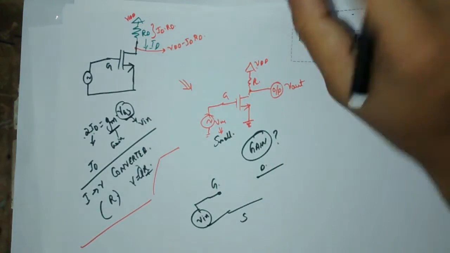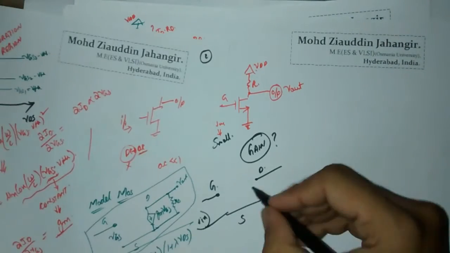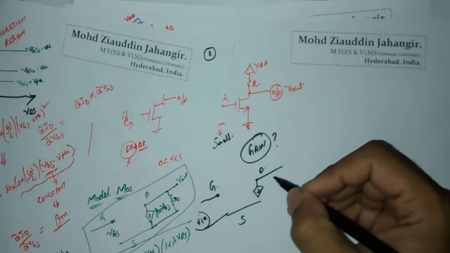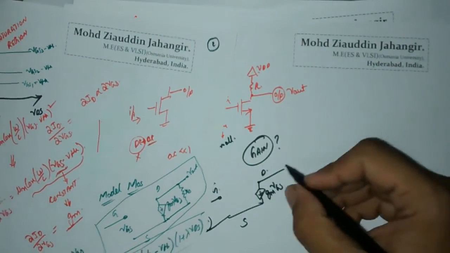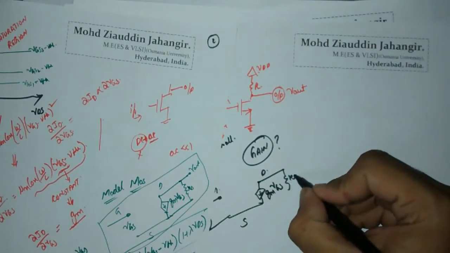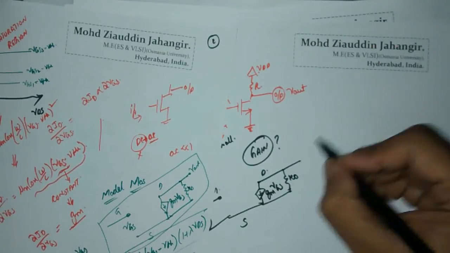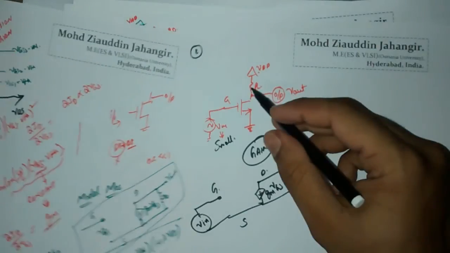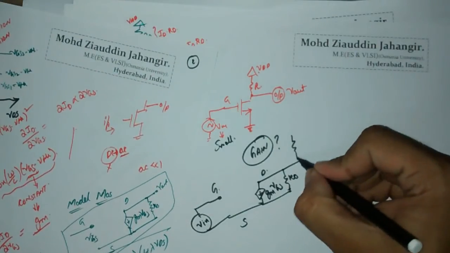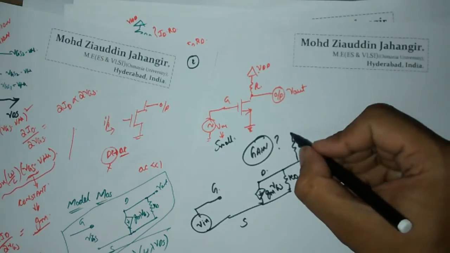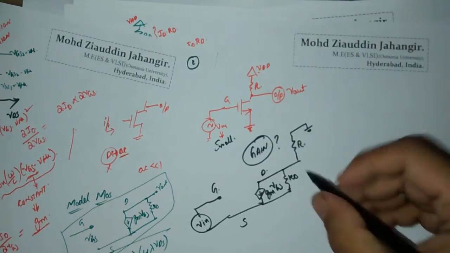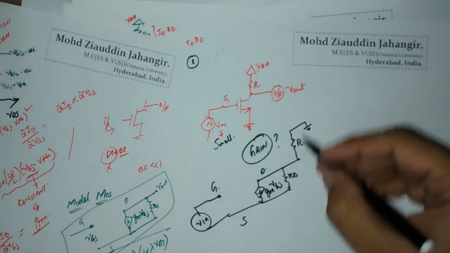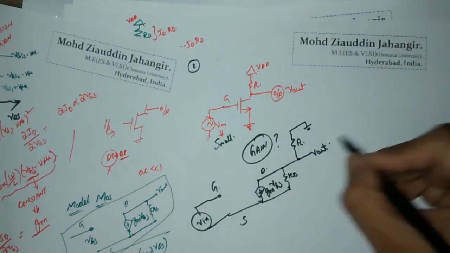And at the drain, according to the model of the MOSFET, you are going to have a gm VGS current source and R0, which again depends on your channel length modulation, and apart from this you have a resistor R connected to your VDD. VDD is a DC source, so it will be acting like a ground for an AC signal. So here is where you are taking your Vout. So this is your Vout point.